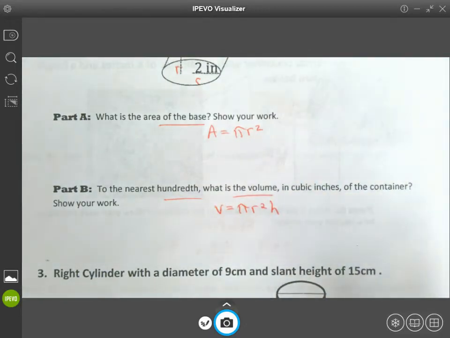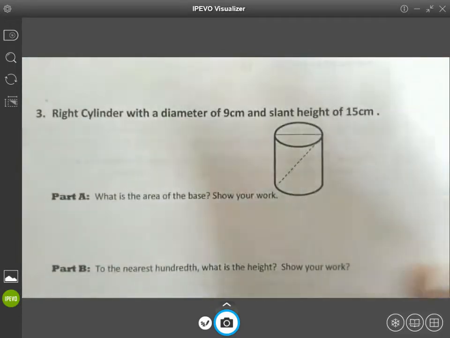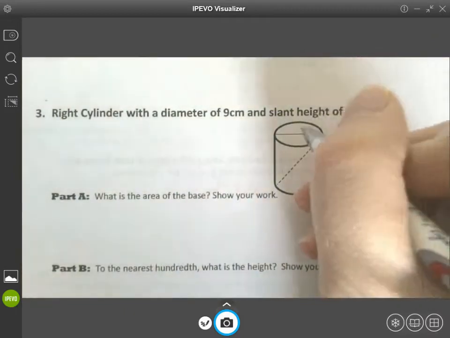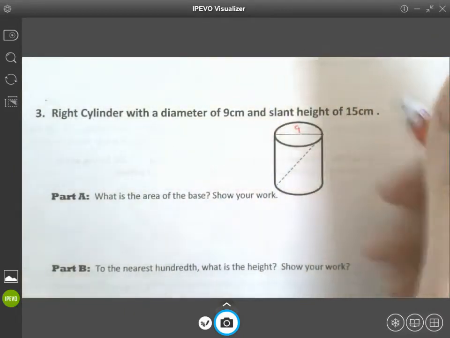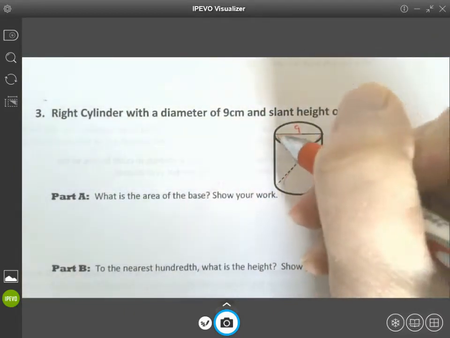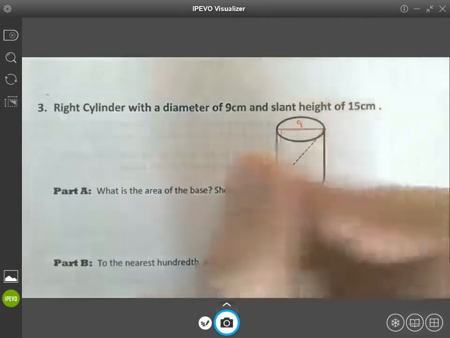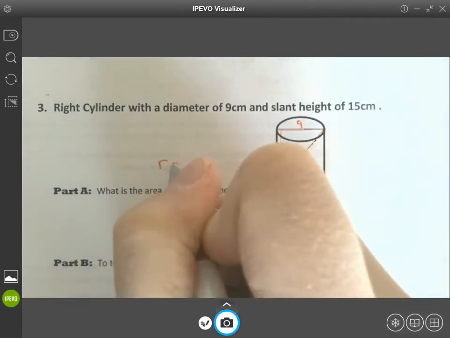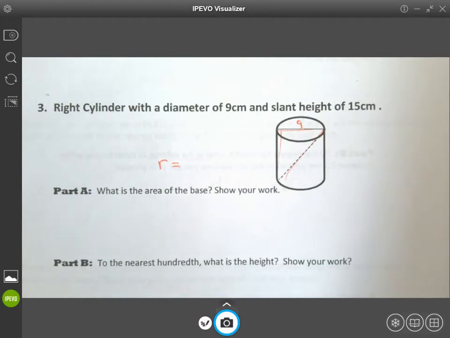Okay. All right, last one on here. You have a right cylinder with a diameter of 9. Okay, well, it's important to know the diameter for using this right triangle. But if I'm doing this work, if the diameter is 9, what's the radius?